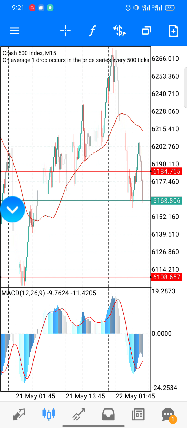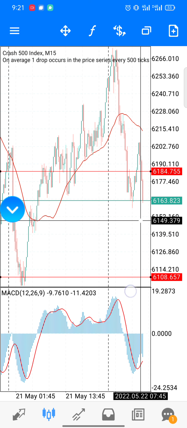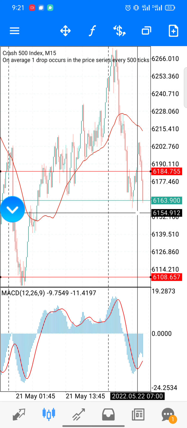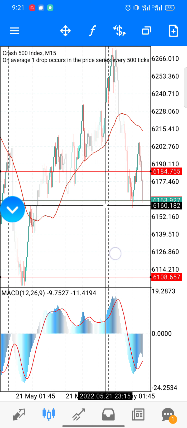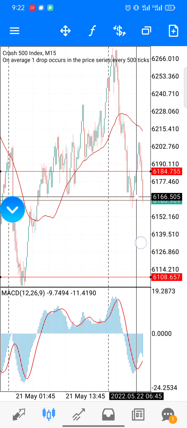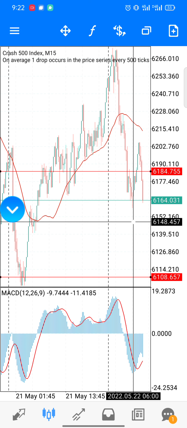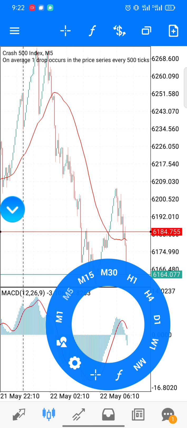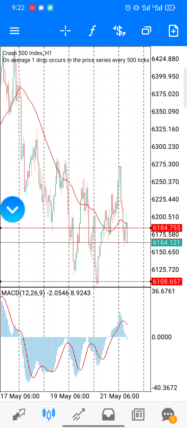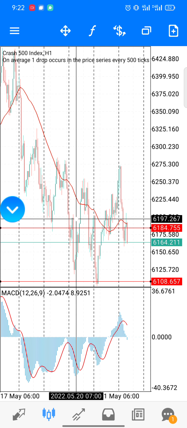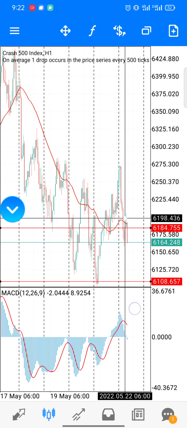You see, so the reason why we're waiting for it to break out this support level is because we don't want to be caught in a false breakout. We want to make sure we see a candle end below this support zone before we can take an entry, and then wait for it to reach our take profit level. So this is how you can trade Crash 500 index, and make sure you set a stop loss. In this trade, the stop loss should be above this previous candle.